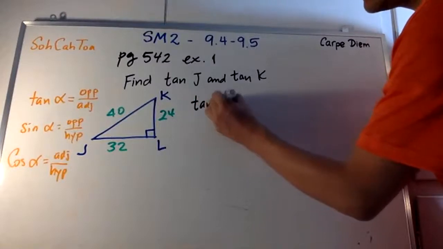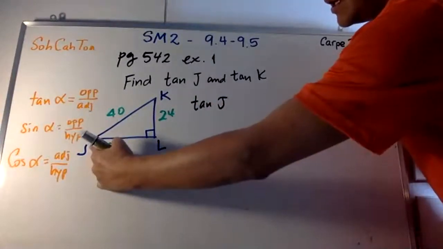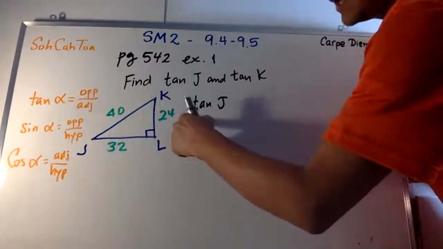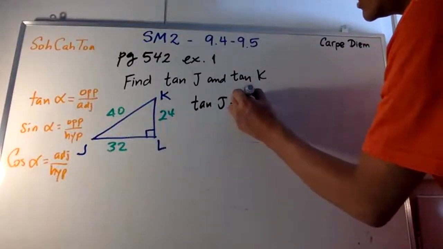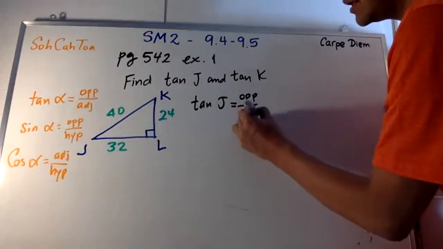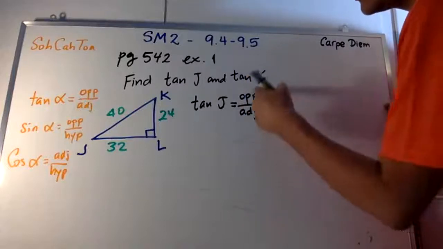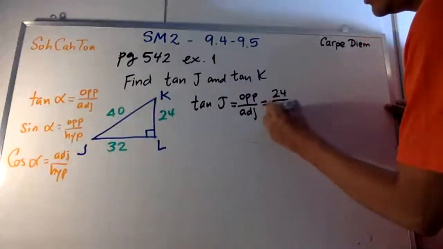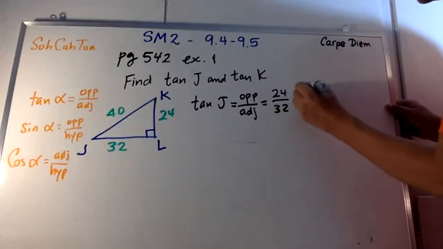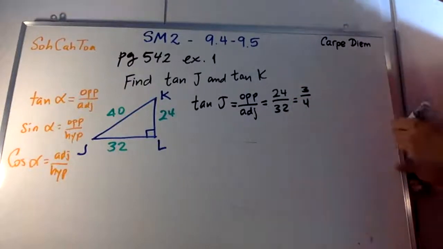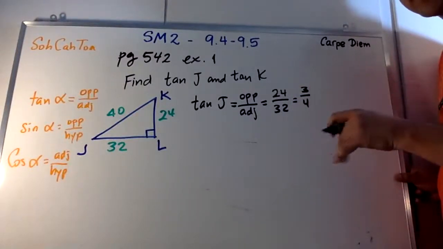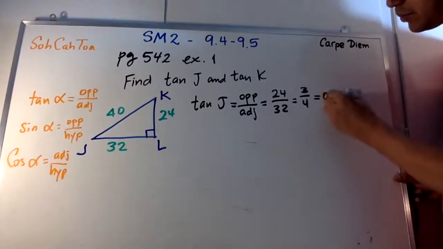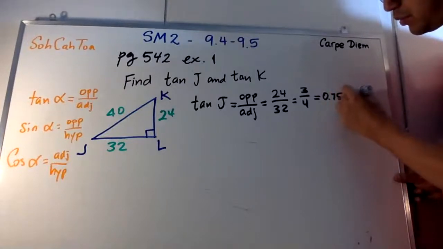So tangent of J, so it means that I'm standing here, and tangent of an angle is opposite over adjacent. So the opposite is 24 and the adjacent is 32. I always like to write the definition like this before I plug in the values. So now I know that the opposite of J is 24 and the adjacent is 32. And if I simplify this, it's going to be 3/4. But for calculation purposes in the future, we like to report this like that, 0.75.